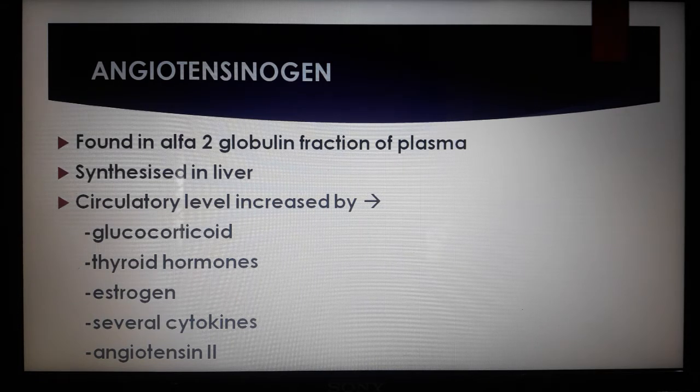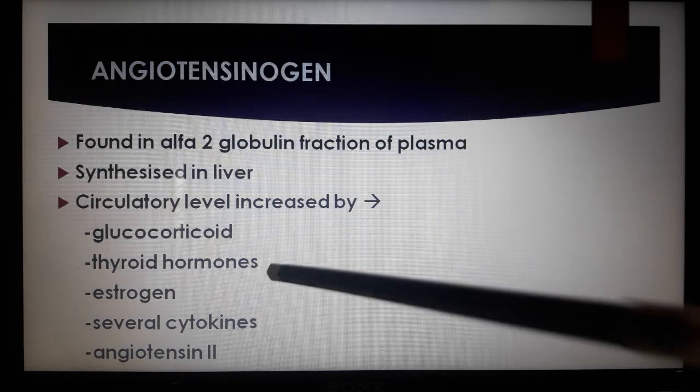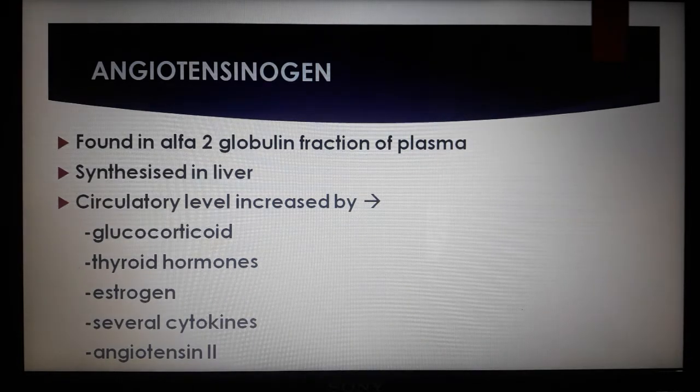Angiotensinogen. It is found in the alpha 2 globulin fraction of the plasma. It is synthesized in the liver. Circulatory level is increased by glucocorticoid, thyroid hormone, estrogen, several cytokines, and angiotensin 2.